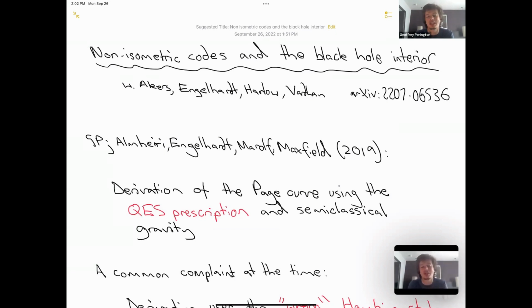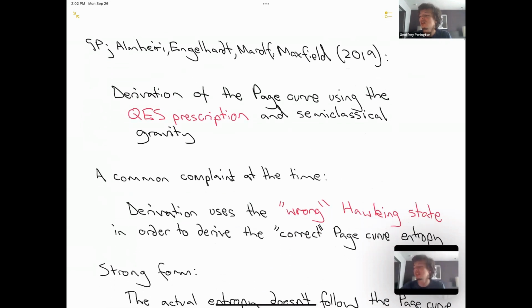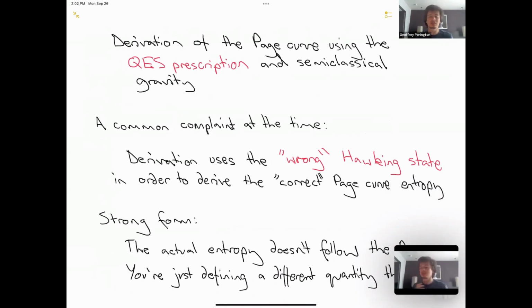So this was obviously pretty exciting. We've wanted to derive the Page curve for a while, but there was a common complaint at the time, or confusion, about what exactly was going on here: our derivations used the Hawking state, this semi-classical state that was supposed to give the wrong answers for everything, and yet somehow we ended up deriving the right Page curve for the entropy.